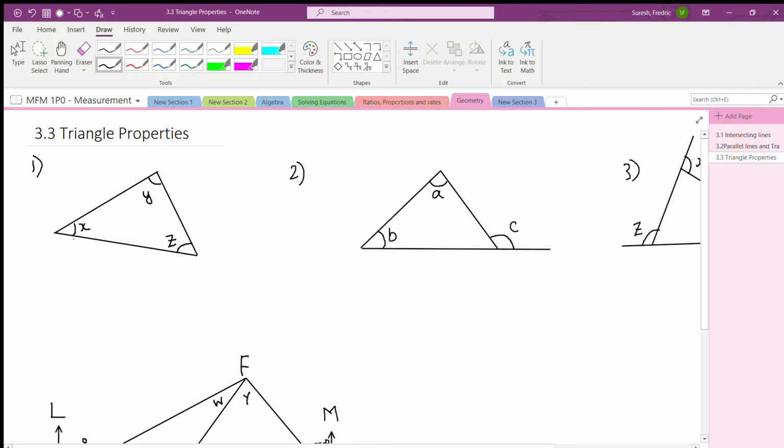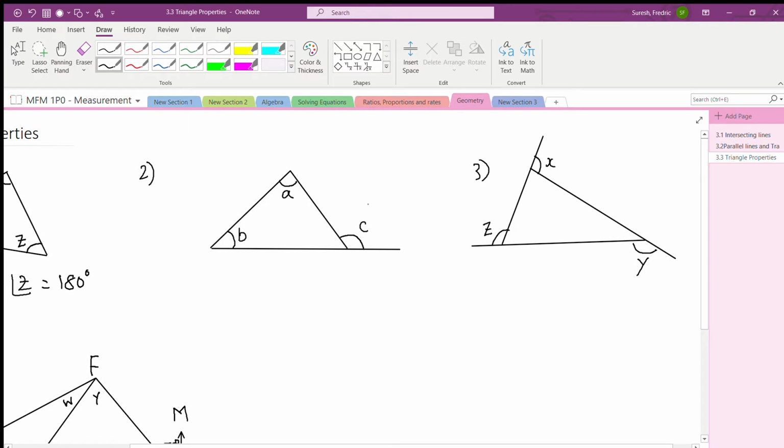The first thing that we need to establish is this property. When you add the three angles of a triangle, they add to 180 degrees. So it doesn't matter, three angles always add up to 180. So if you know the measure of any two angles, you can find the third one.